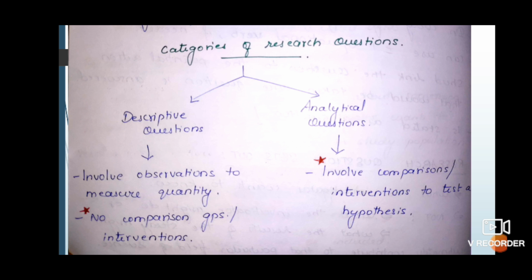Now, the categories of research questions we can broadly classify as descriptive questions and analytical questions. Throughout the discussions of this, we will be coming across these descriptive and analytical parts. Broadly speaking, descriptive questions are those which involve observations to measure a quantity. The main eye-catching difference is that in the descriptive part there will be no comparison groups, and in the analytical part there will be some comparison groups or some interventions or tests to test a hypothesis. Descriptive questions help us to generate a hypothesis, and analytical questions are those which we use to test a hypothesis. That is the broad difference between these two.